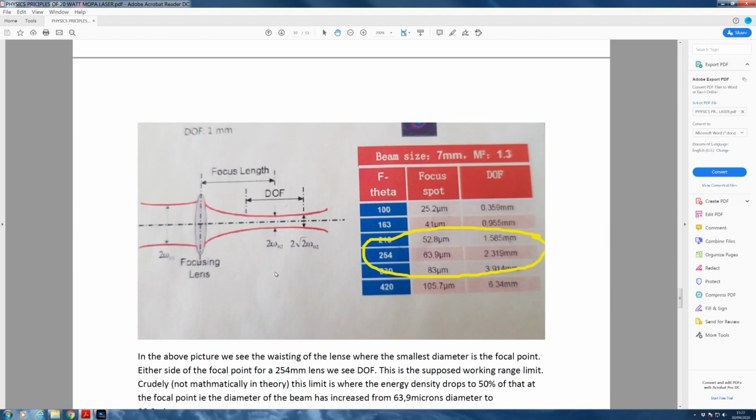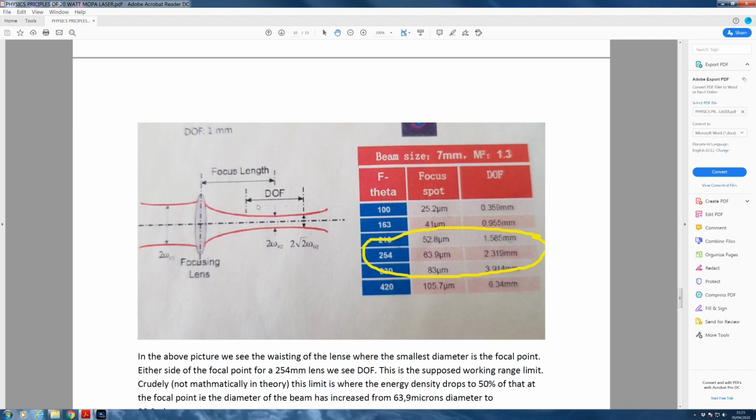If we take a look here at what JPT tell us about the lens itself, they tell us that there's a focal length, 254 millimeters, which is what I've got on this machine. They also tell me that it's roughly, what, 63.9, 64 microns for the spot size across here. Okay. They then go on to tell me that we've got something called a depth of field or depth of focus, which extends, in this particular instance, to 2 millimeters, i.e. 1 millimeter above and 1 millimeter below the nominal focal point.